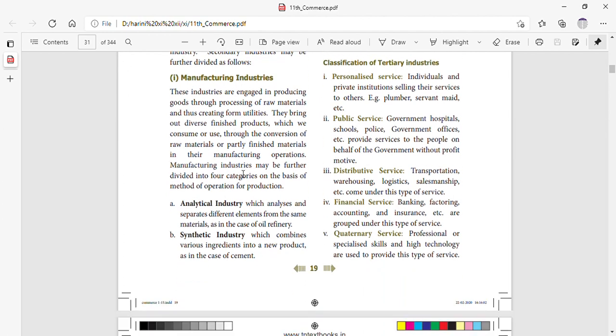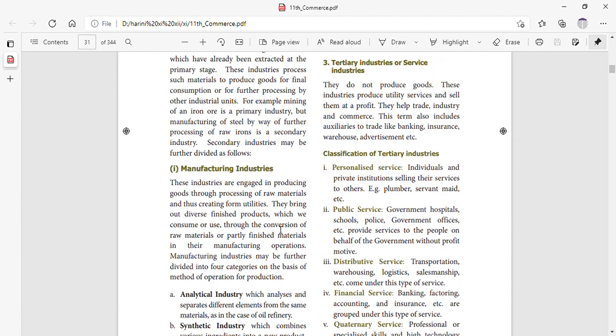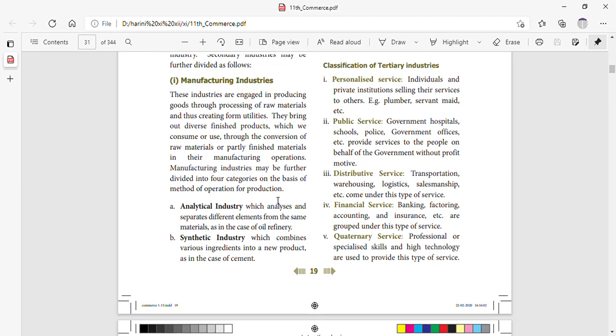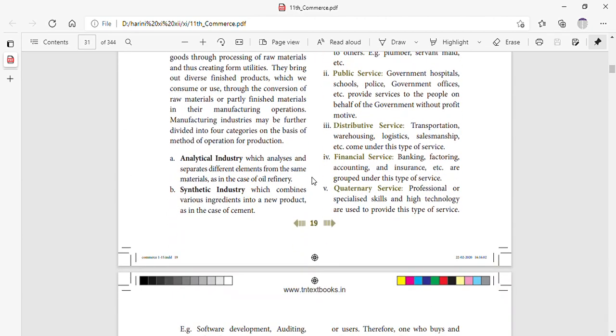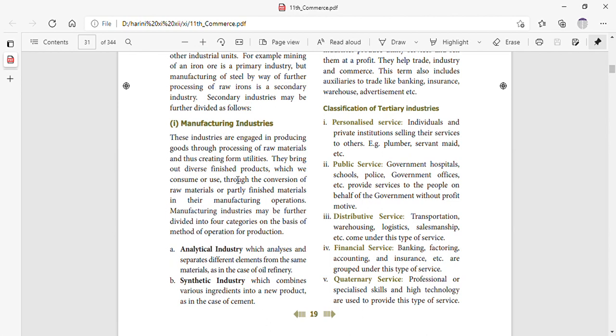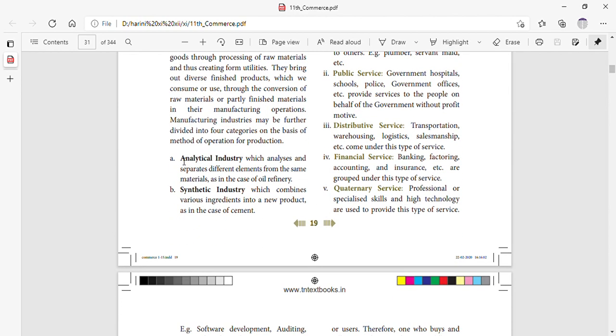So manufacturing industries. They are manufacturing some product. As I already told you, take the example of cotton. Again, this manufacturing industry is classified into four types. Analytical industry. Here they are separating elements. The example is oil refinery.